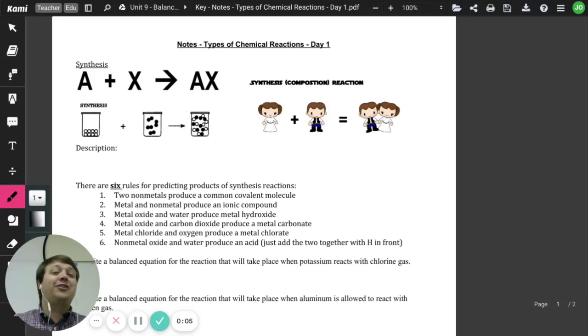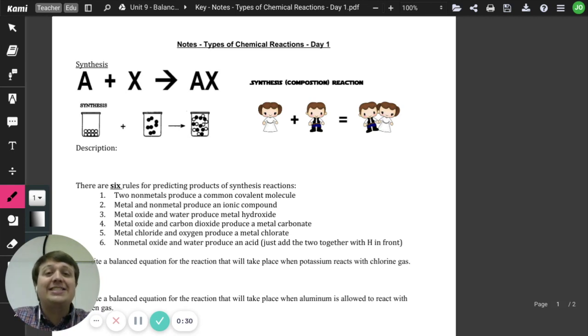Mr. Oglesby here. So today we are continuing our notes on types of reactions, starting with synthesis and decomposition reactions. This is a two-part lesson. Today we're going to cover synthesis and decomp. Next class, we're going to cover single replacement, double replacement, and combustion. All right, let's dive on into this.